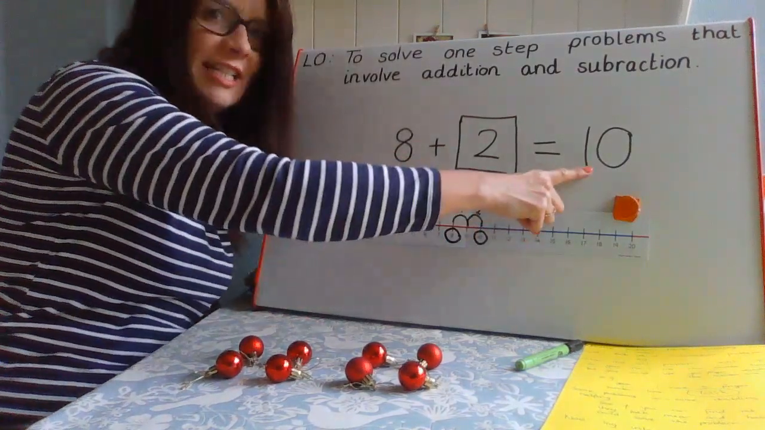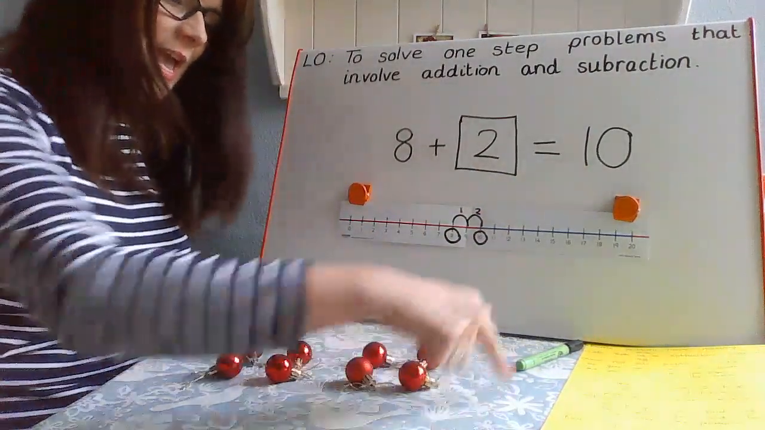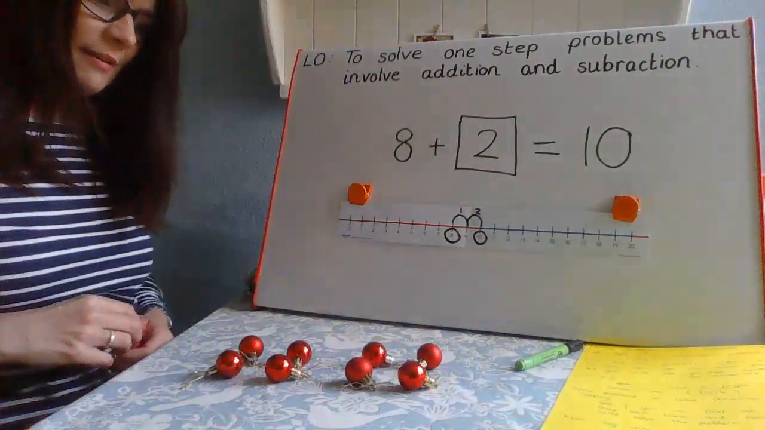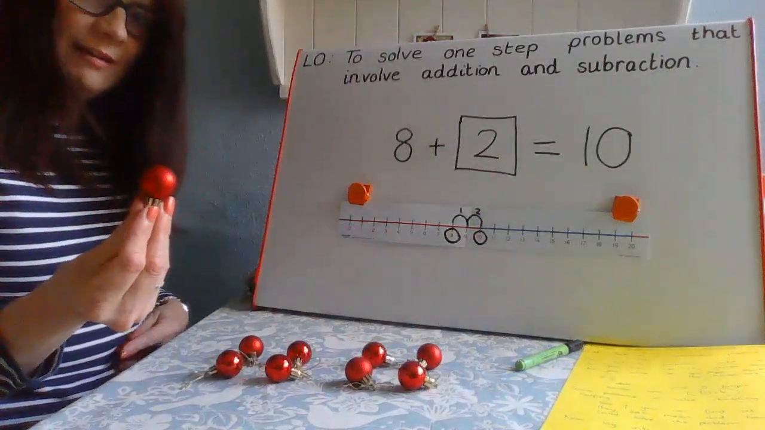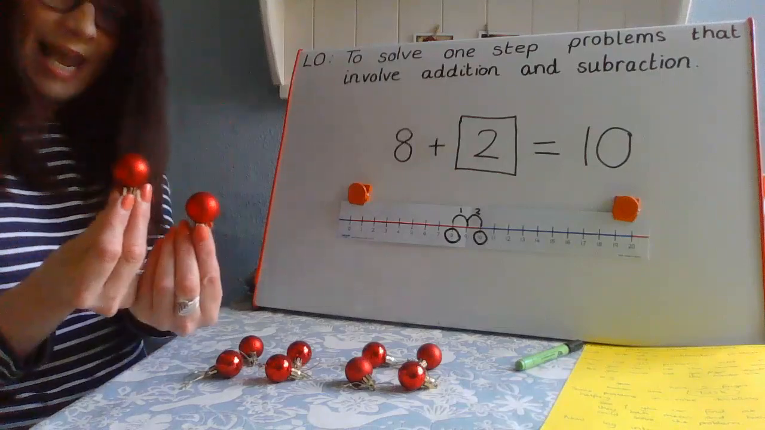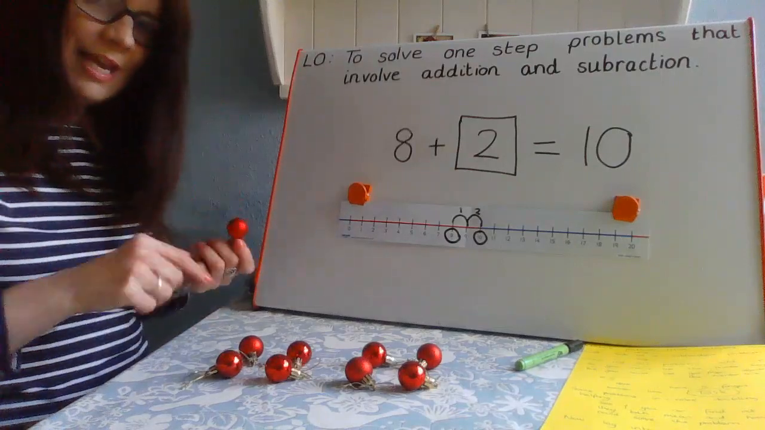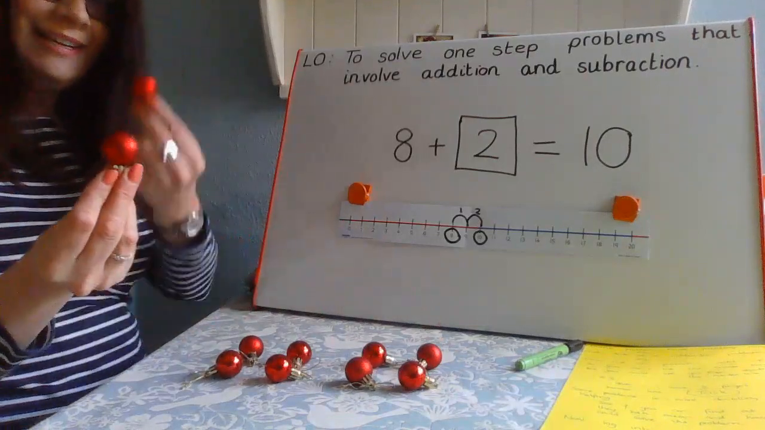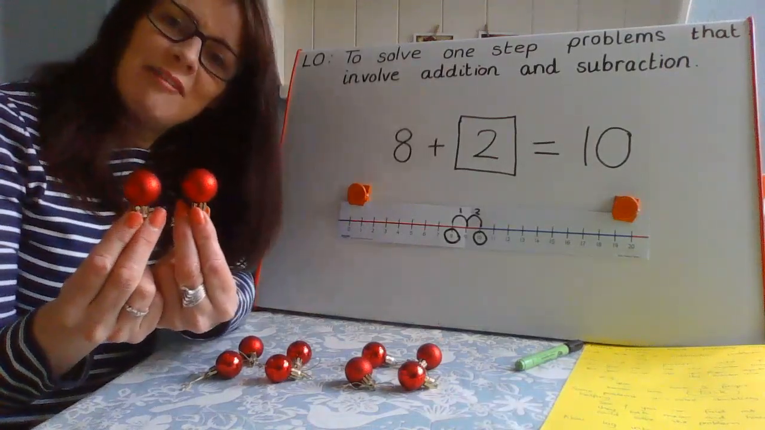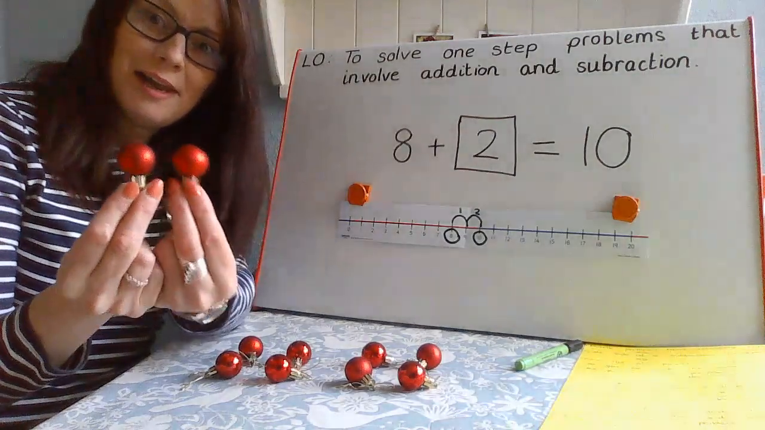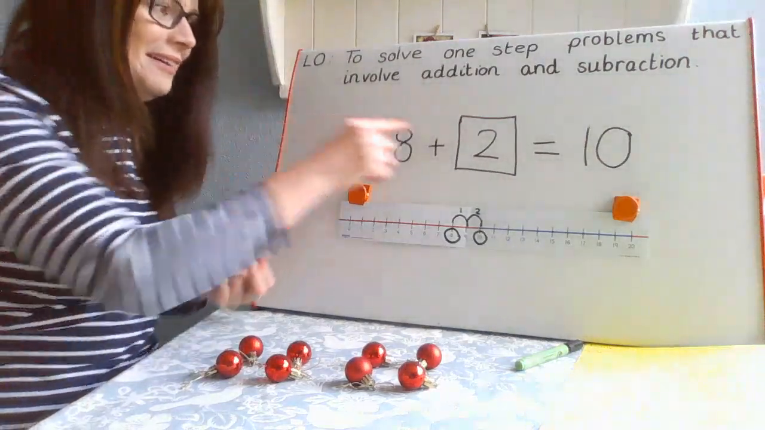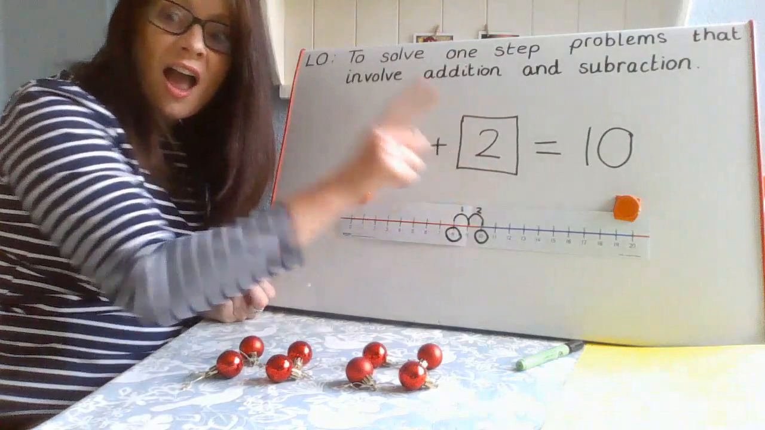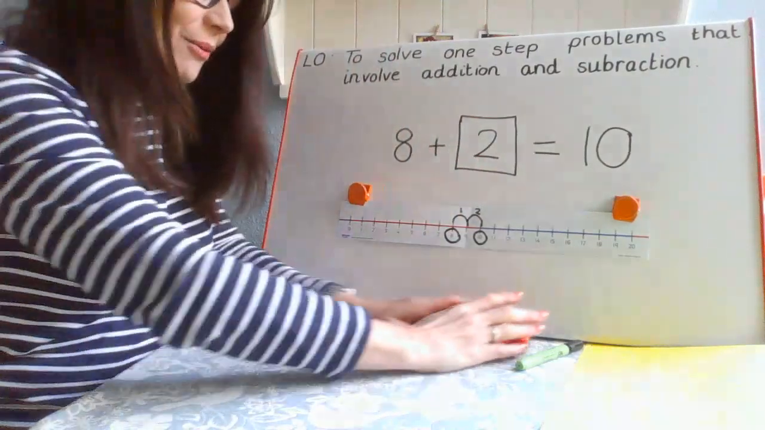Now, how many more will I need to make 10? Let's have a look. 8, 9, 10. I've counted on 8, 9, 10. How many do I have in my hands? That's right, I have 2. There's our answer, 2. Oh, and also, do you remember our number bond wrap?